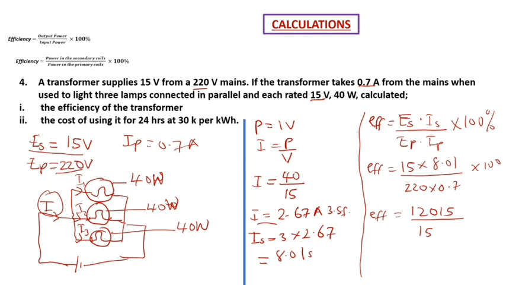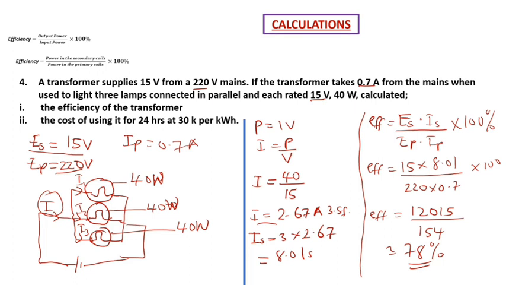So I'm going to divide 12,015 by 154. That's going to give me 78%. I'll leave this to the nearest whole number. So that's approximately 78%. So that gives the efficiency of the transformer.